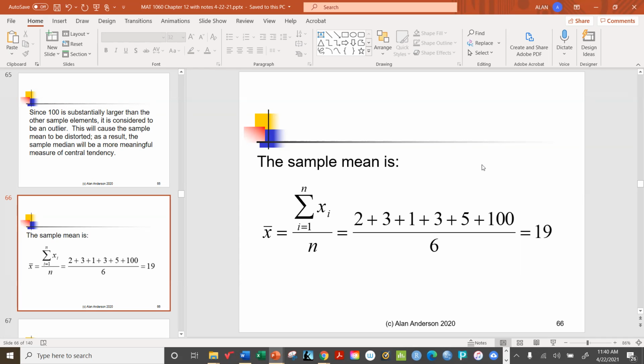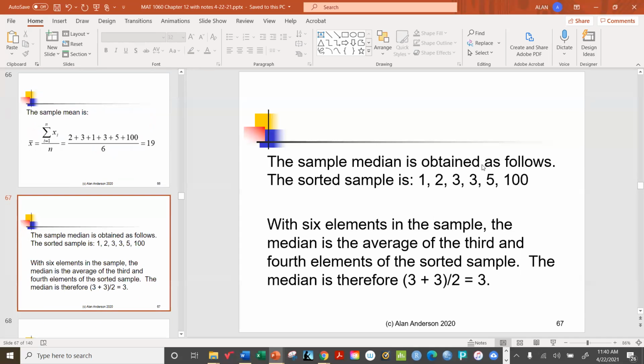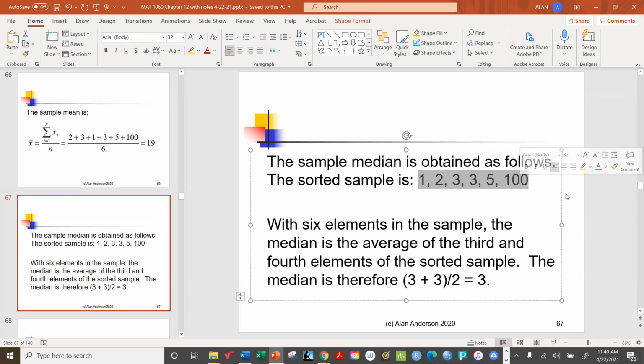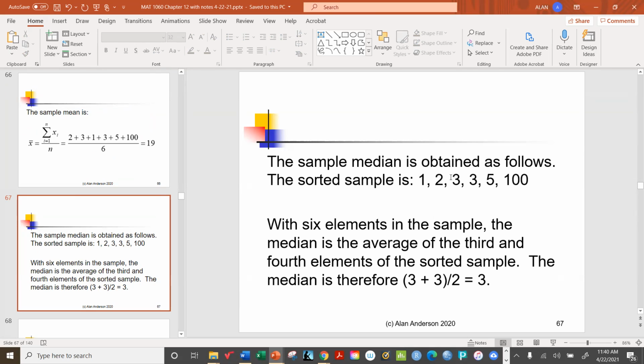But on the other hand, let's look at our median. By sorting them from low to high, we end up with this result. And so we're averaging the 2 in the middle, which just so happen to both be 3s. So our median turns out to be 3. And I think you'll agree that 3 is a much more meaningful measure of the center than 19.